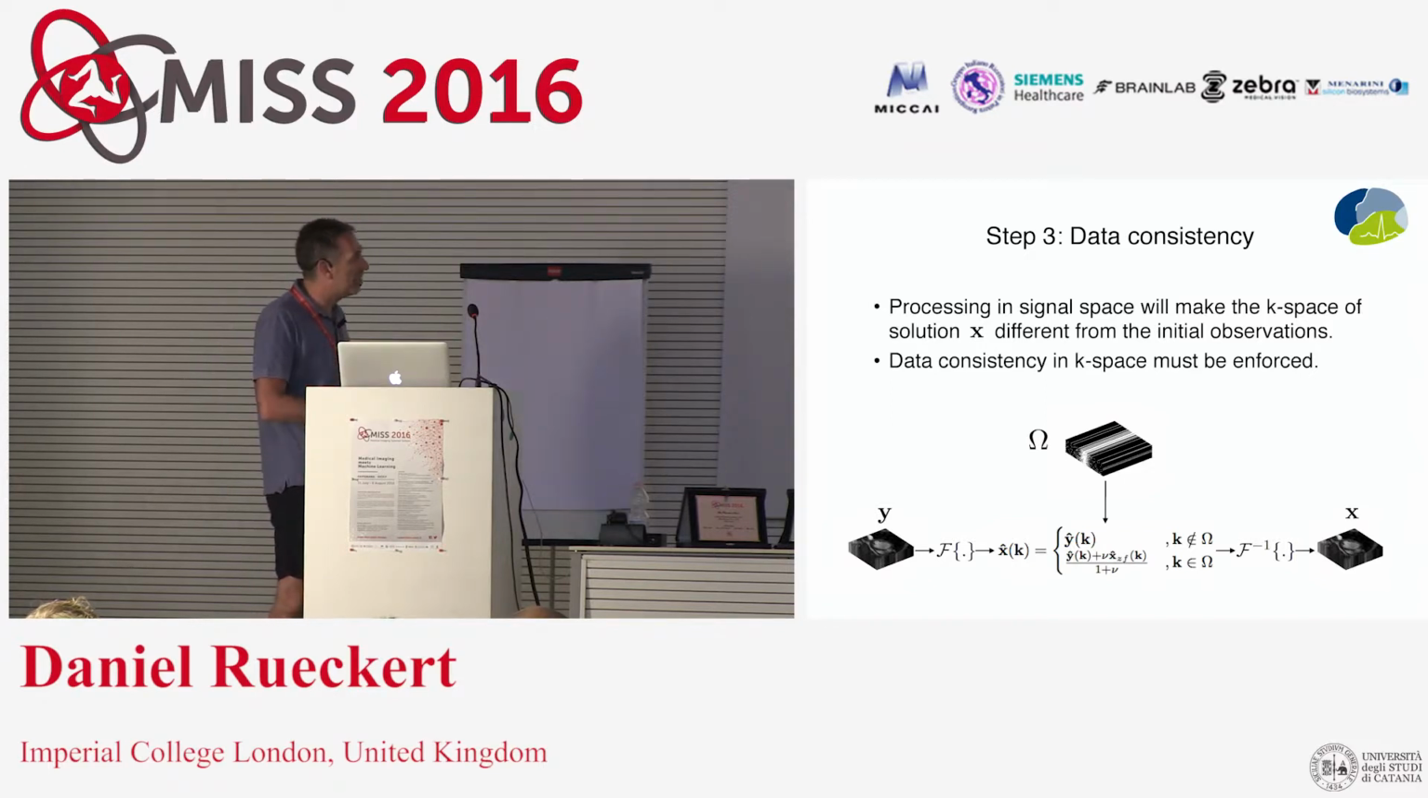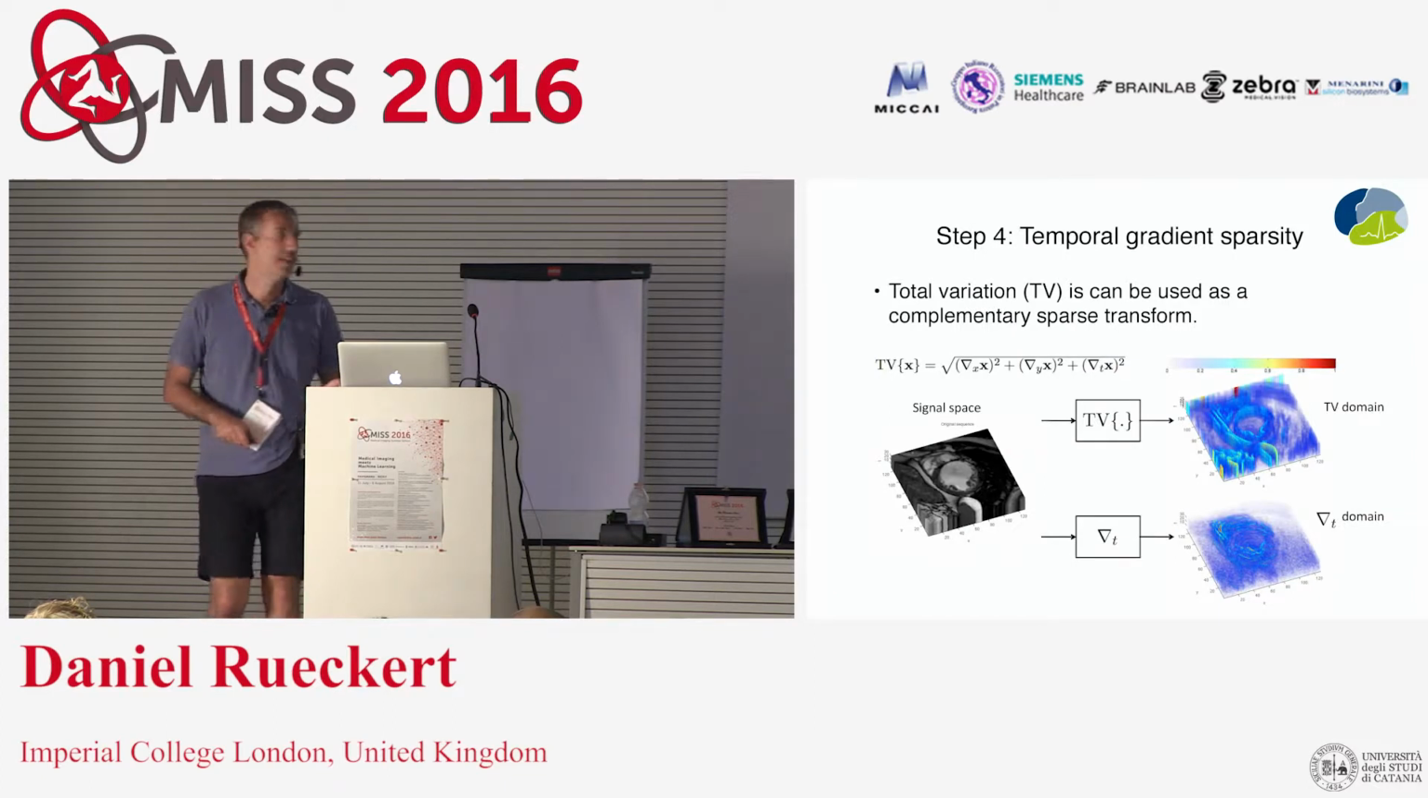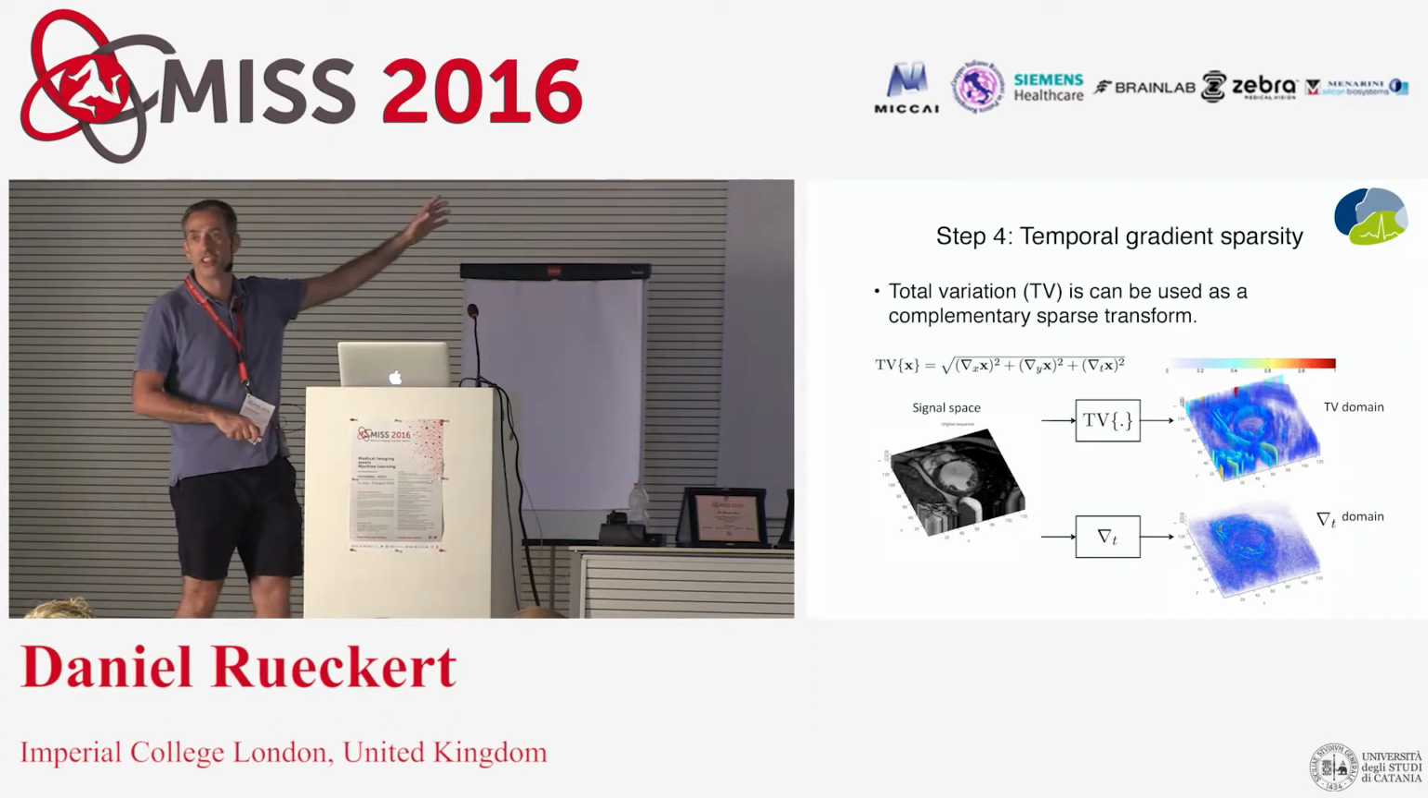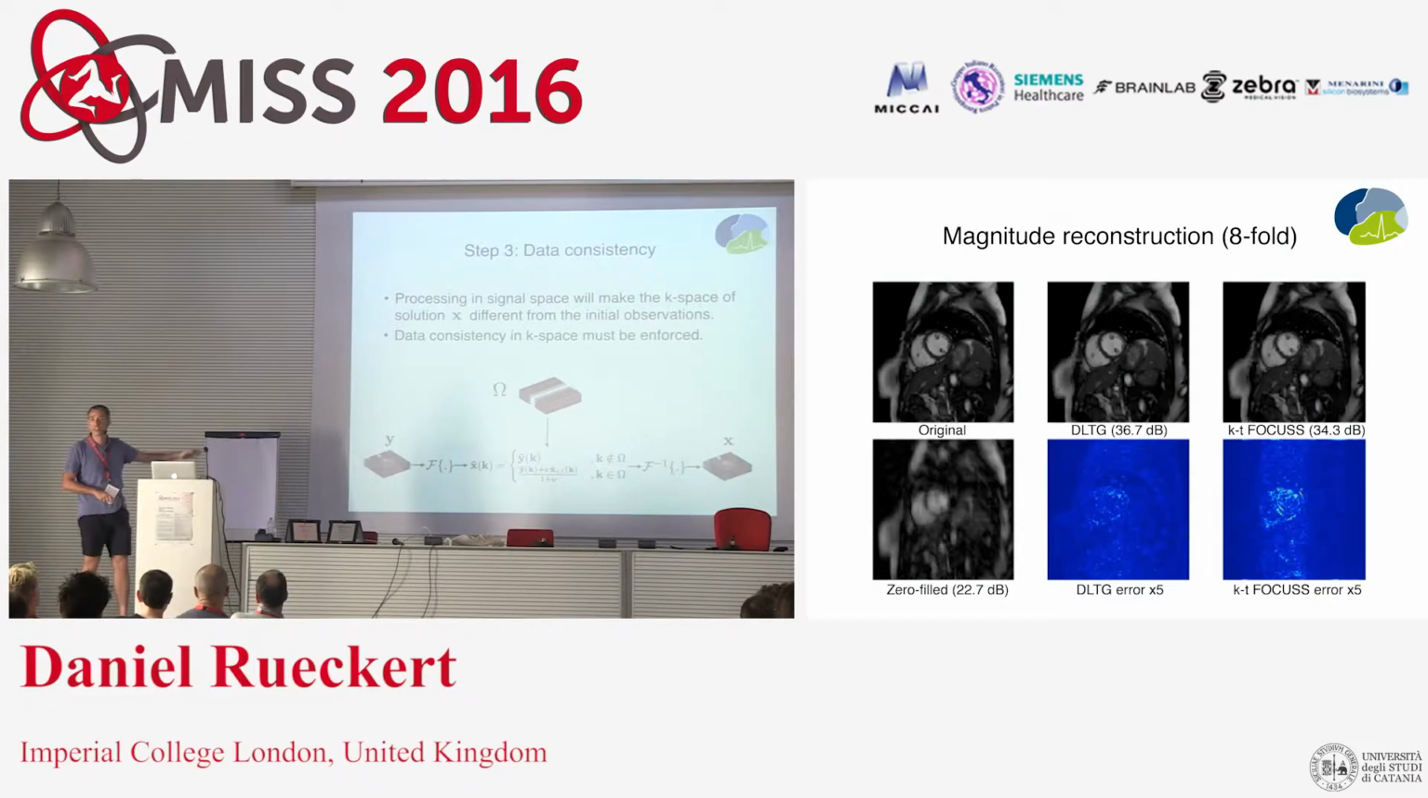And then I end up going back into image space, applying the Fourier transform again. I get back my recovered image. After I've done this, I start all over again. Okay? I keep on doing this until I have no longer a solution which changes.